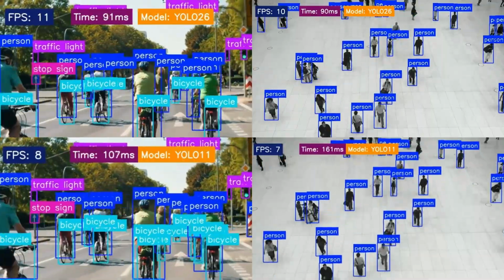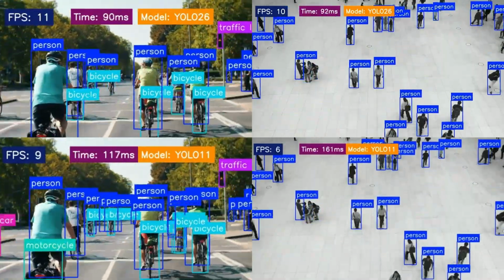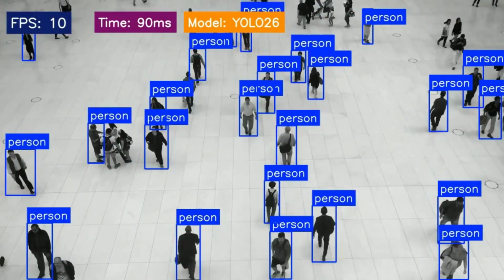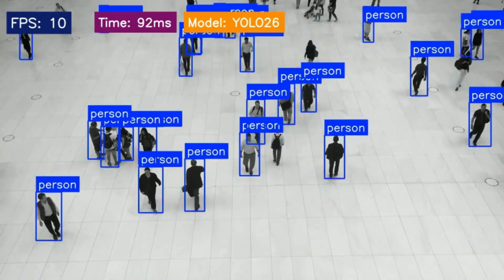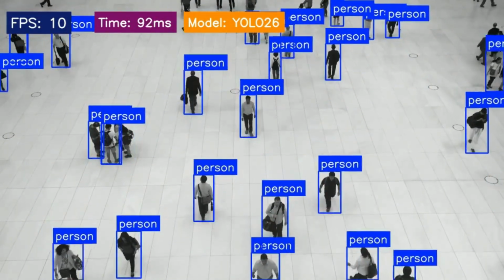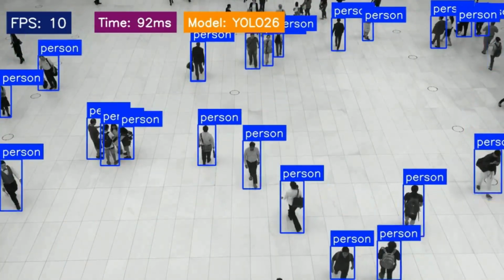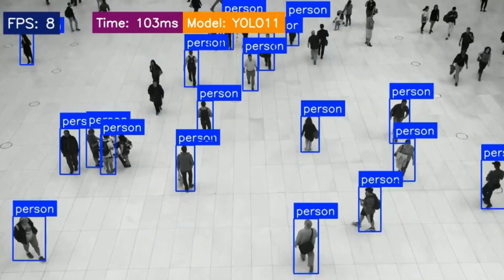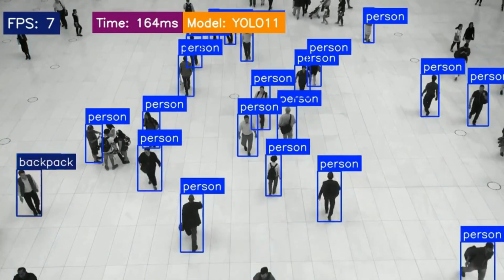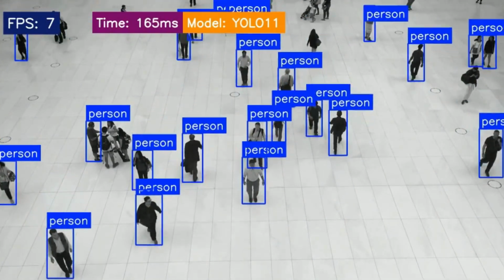You can see I am doing a comparison of the YOLO26 nano model with the YOLO11 nano model, and I am doing testing on two different videos in the same environment. You can see the FPS score, and with the help of the YOLO26 model, we are getting a faster FPS score than the YOLO11 models.